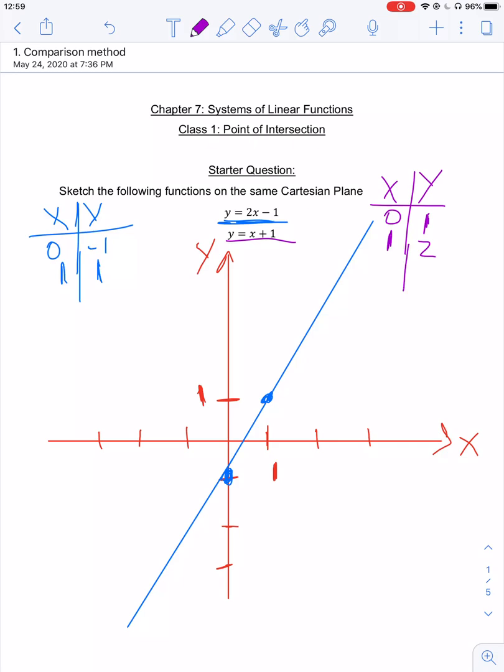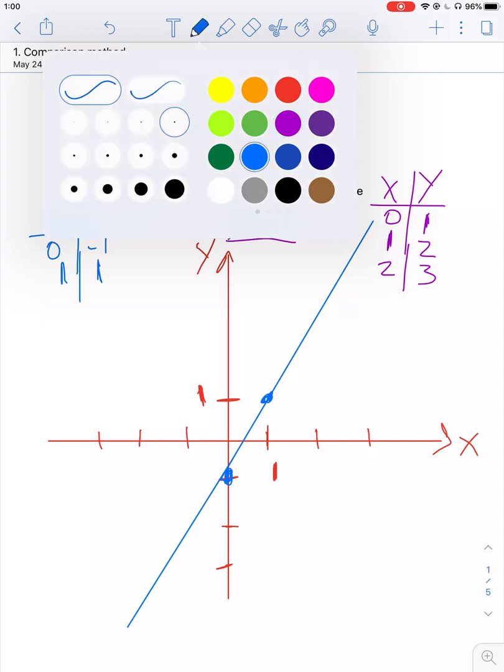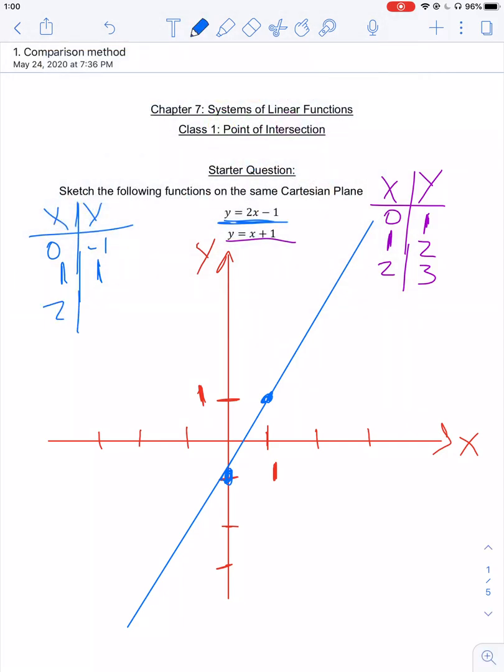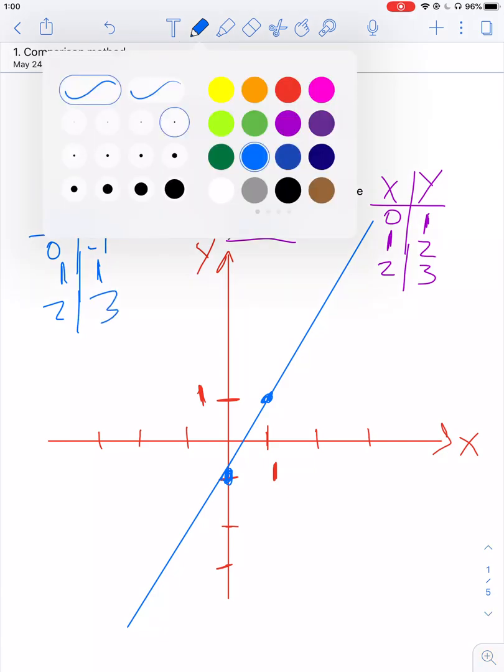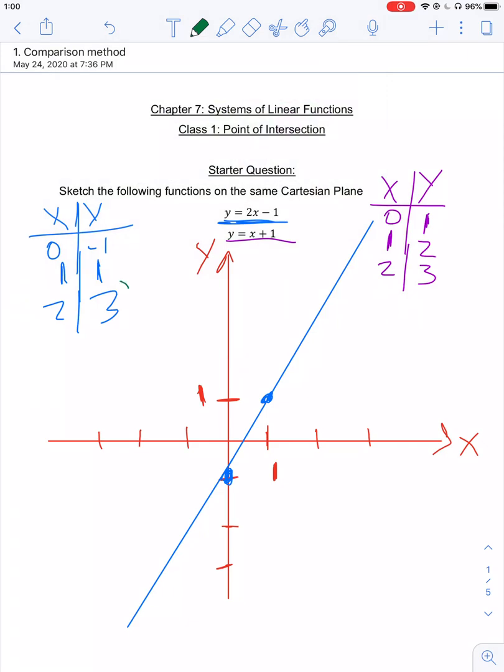Let's just continue. At 2, I will be at 2 plus 1, which is 3. And in this case, for the blue function, when x is at 2, my function will be at 2 times 2, which is 4, minus 1, which is 3. So I'm just gonna circle this, and I'll talk about this a little later. As you can see, when the x value is 2, both functions have the same y value.